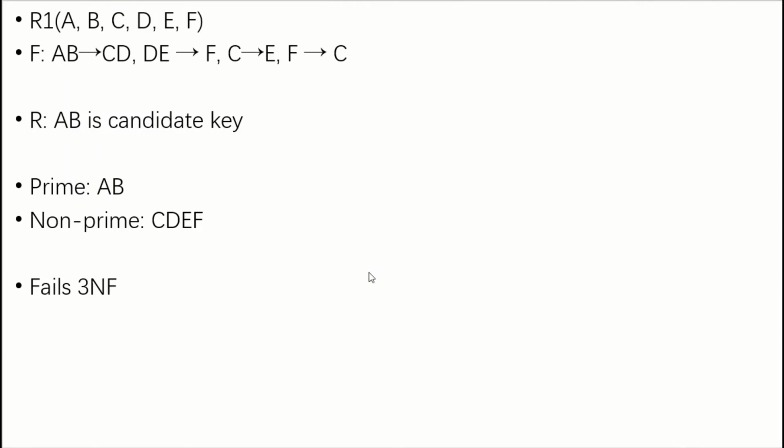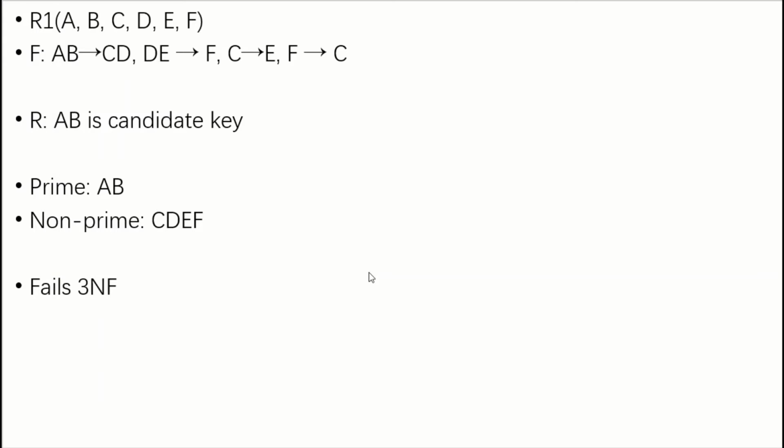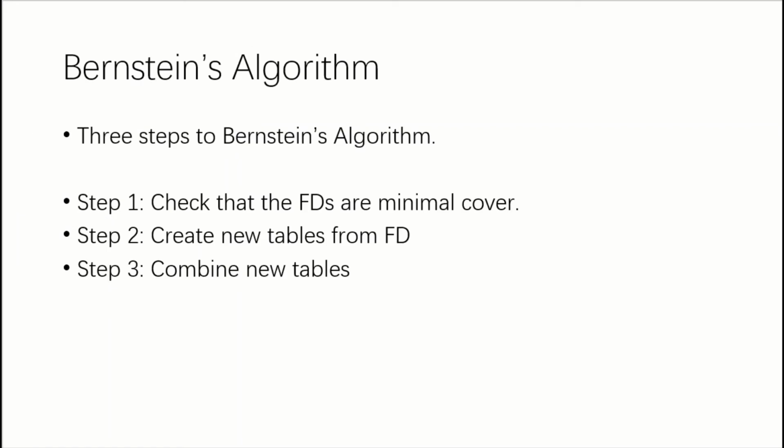Okay, now with these examples, the next part of the lecture we will go into how we construct both the third normal form, which I think is more important, as well as the BCNF. Finally, let's go on to the algorithm to construct your third normal form. The algorithm in particular we'll be exploring is called Bernstein's algorithm.